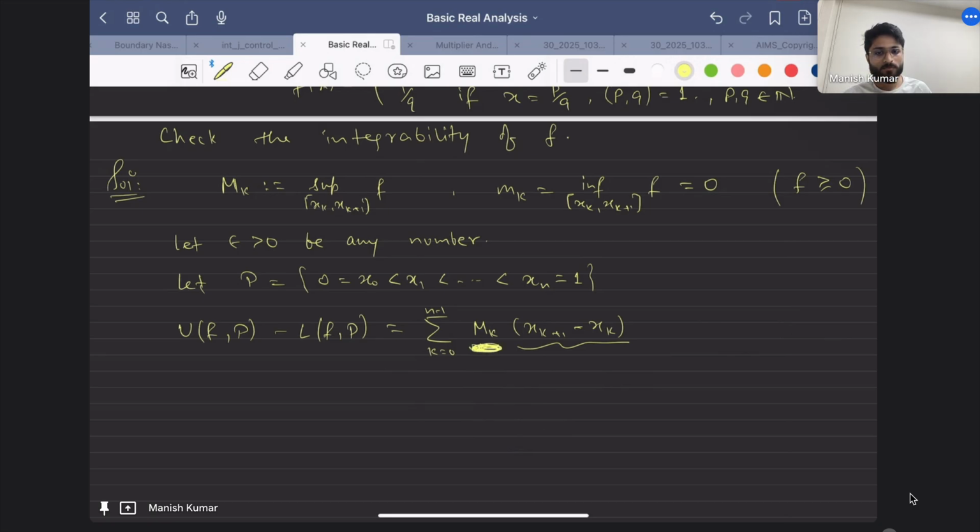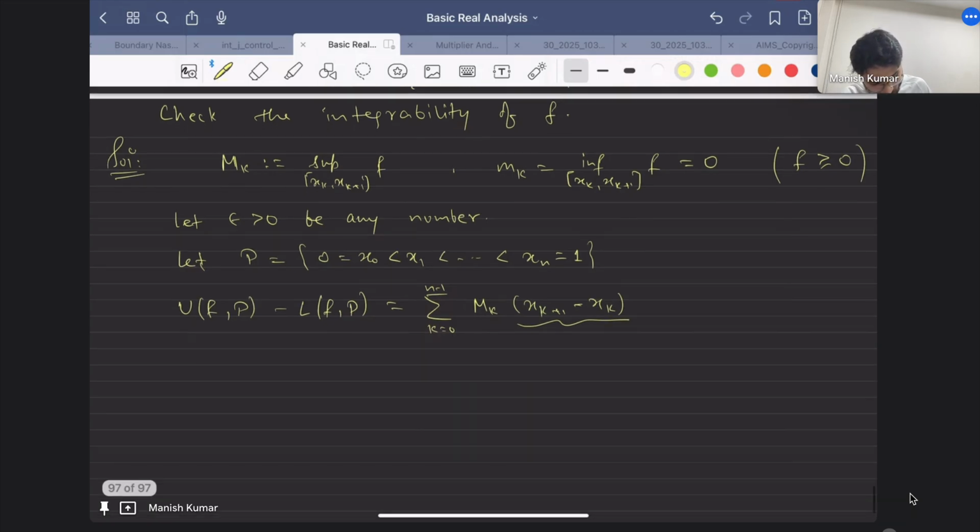Okay, that should be our first goal. Okay, so then let's think about how we can make this quantity small. As I told you, m_k would be of the form 1 by q_k, where q_k belongs to some natural number. This should be the form. Now let us look at this kind of quantity.